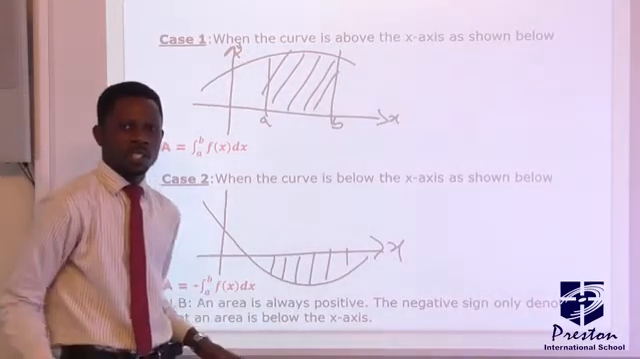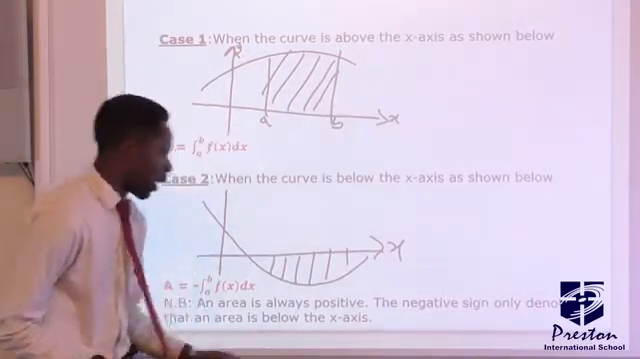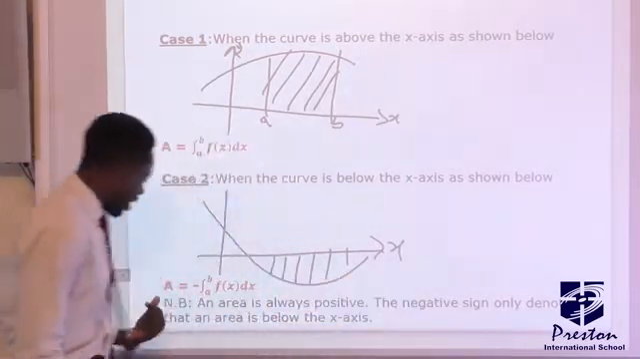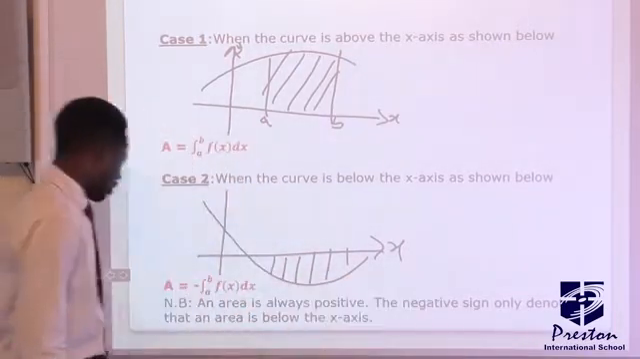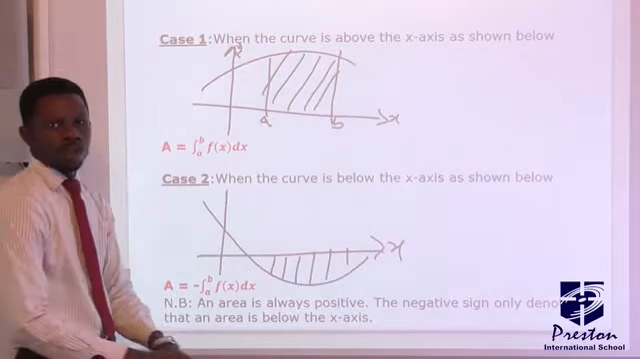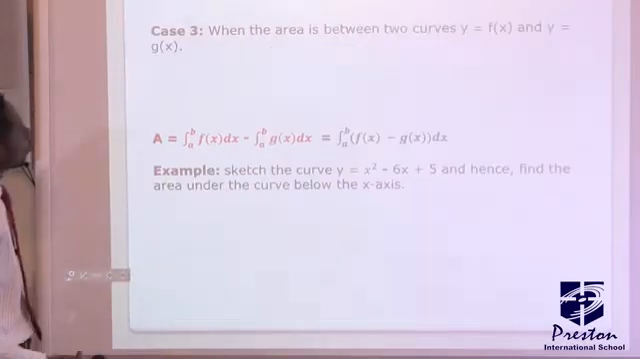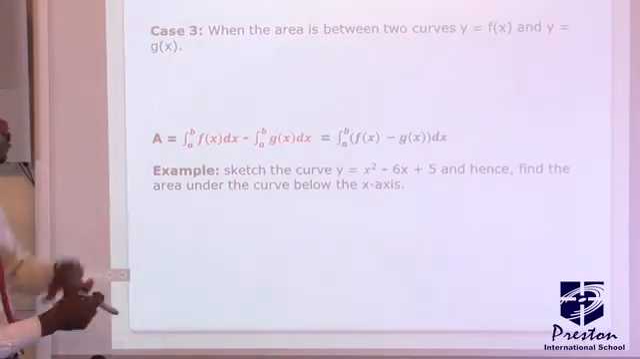Each time you are calculating area, you should always get a positive answer. But the negative sign you see here only denotes that an area is below the x-axis. Okay, once you understand that, let's look at case 3.